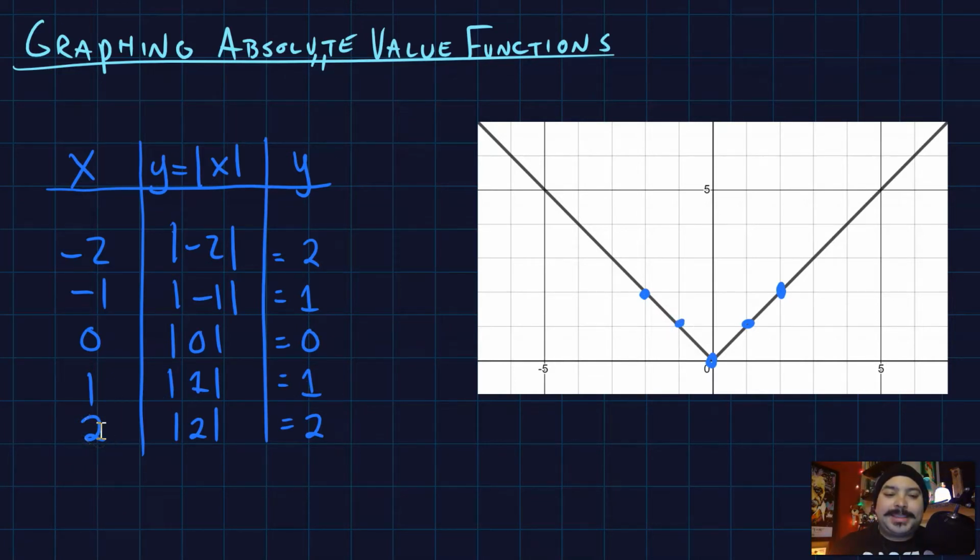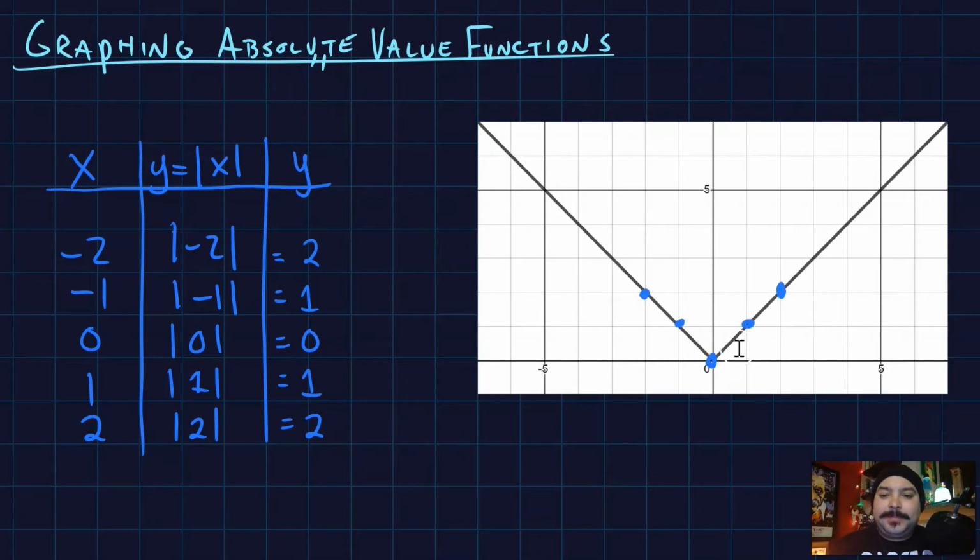If we plug in x equals 2, we get the absolute value of 2, which is equal to 2 as well. So we get the point 2, 2. Same thing happens when we plug in negative 2 for x. The absolute value of negative 2 is also equal to positive 2. So we get the coordinate point negative 2, 2.